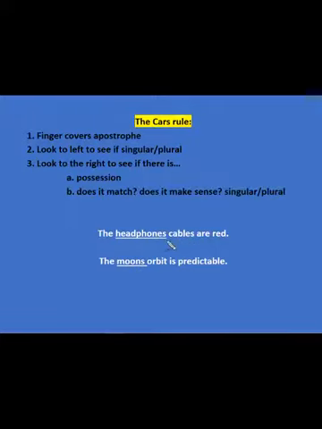The headphones cables are red. What do I do right away here? Since there is no apostrophe, I can't use my finger. I just go right down to step number 3. Look to the right and see if there's possession. Here's the word in question. I go to the right of the word and see, is there an association? Is there possession? Is there ownership? Is there an attachment, some type of relationship between headphones and a cable? Yes, headphones own their own cable. The cable is part of the headphones. Right away, it passes muster, so I know we're going to have to put in an apostrophe S.